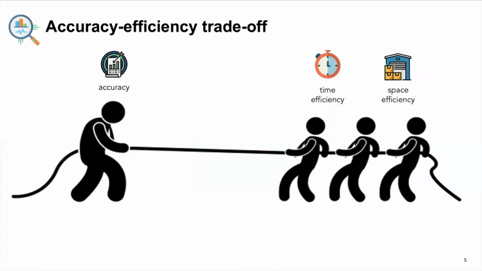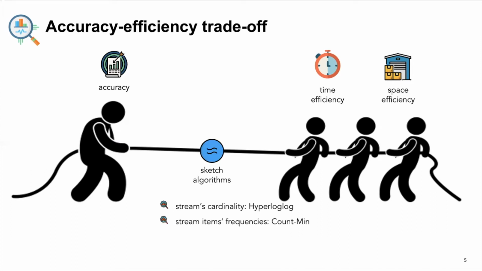To obtain these data summaries over very large data streams, with number of elements in the order of billions, often implies a trade-off between algorithms' time and space efficiencies and the accuracy of the results. In this work, we focus on a class of approximation algorithms, also known as sketch algorithms. We propose to use HyperLogLog to estimate the stream's cardinality, Count-Min to estimate the stream's items frequency, and Fast-AGMS to approximate the stream's second frequency moment.